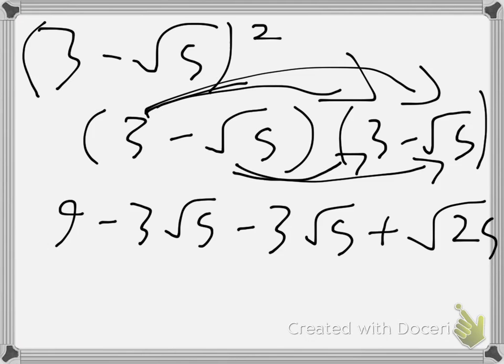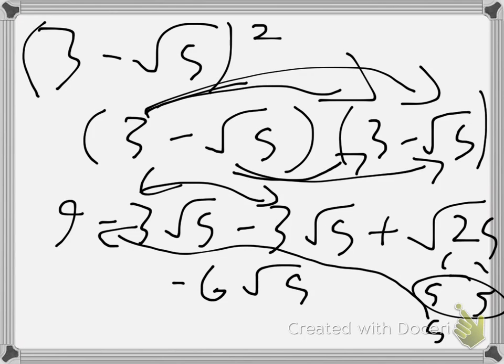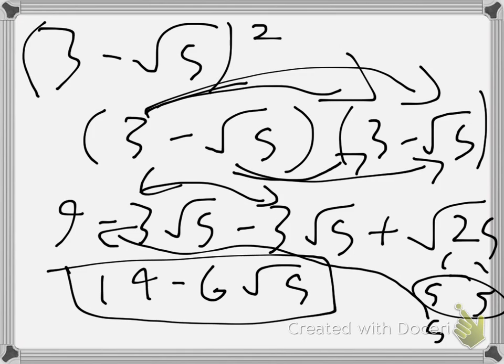So what we observe in this case is that we have like terms to combine and a perfect square underneath the radical to simplify. So now we can pull out a 5, and what we're going to have to do is combine our like terms. So we have negative 6 square root of 5, and we have a 5 over here to combine with this 9. And once we do that, 14 minus 6 square root of 5 is our completely simplified radical expression.